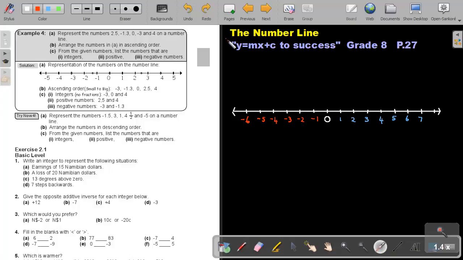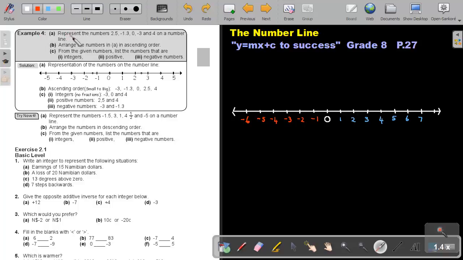In part 3, we're going to continue with the number line. You will find this on page 27 in the Namibian Mathematics Grade 8 textbook. Let's first look at example 4.